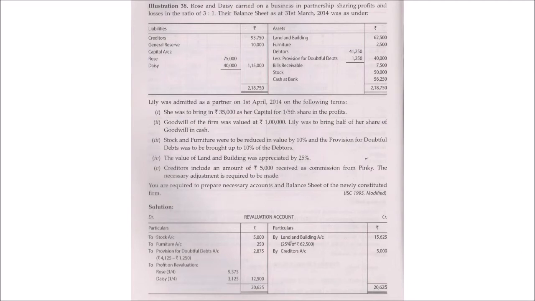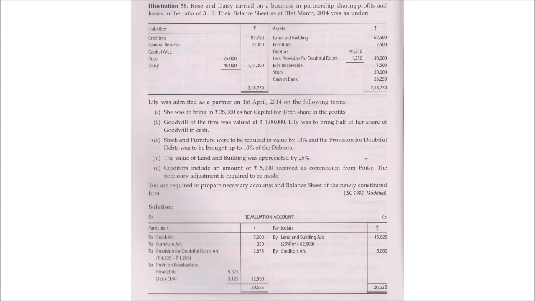And at the end, creditors include an amount of rupees 5,000 received as commission from Pinky. The necessary adjustment is required to be made. It is a commission, it is not a creditor, so the value of creditors is reduced. Creditors is a liability. Whenever the value of creditors is reduced, the amount will be shown on the credit side of revaluation account because it is a profit. Now you are required to prepare necessary accounts and balance sheet of the newly constituted firm.